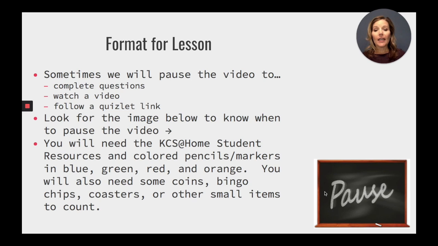You will need the KCS at-home student resources, the handout that is, and colored pencils or markers in blue, green, red, and orange. You will also need some coins, bingo chips, a few coasters, or other small items to count. You'll need approximately 75 of the coins and perhaps about 4 coaster-sized objects. So I suggest pausing the video now and making sure you have those resources available.